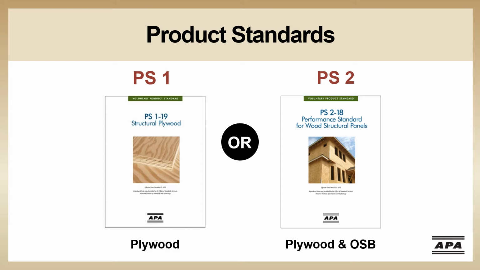Under the performance standard, or PS 2, both structural plywood and oriented strand board are required to meet performance criteria for specific designated construction applications. These applications include floor, wall, and roof sheathing. PS 2 panels include a wide range of panel configurations and compositions that allow a more efficient use of raw material. So PS 1 panels are only structural plywood, and PS 2 can be either structural plywood or oriented strand board.